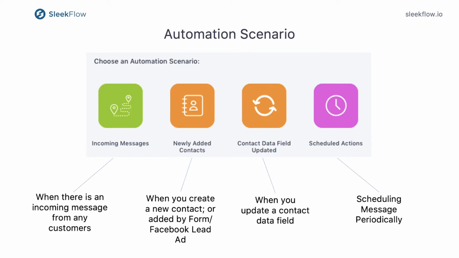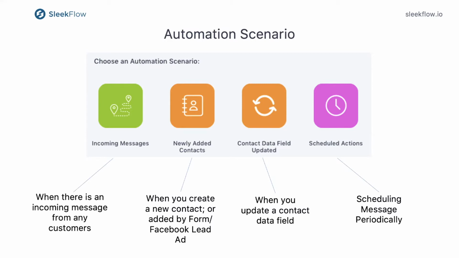And also we have other scenarios such as adding a new contact. So if you integrate with a Facebook lead ad, and when there is someone signing up with your Facebook lead ad form, that is a new contact who hasn't sent you a message. Then you can set an automation to classify them into different lists and send them WhatsApp messages.